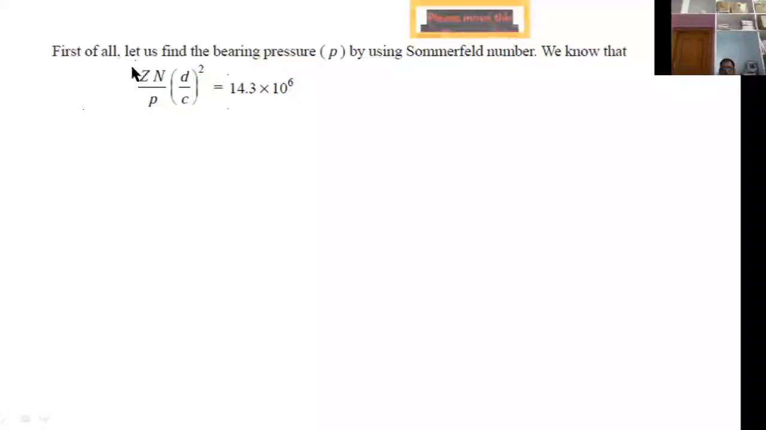This is the expression for the Sommerfeld number: ZN by P into (D by C) whole square equal to 14.3 into 10 power 6.